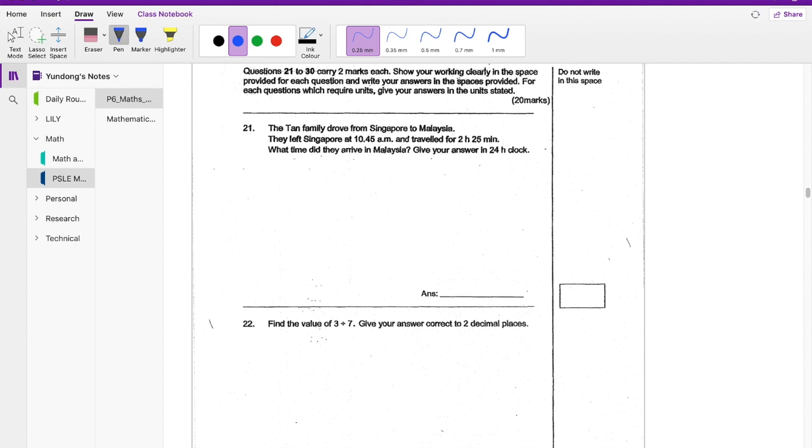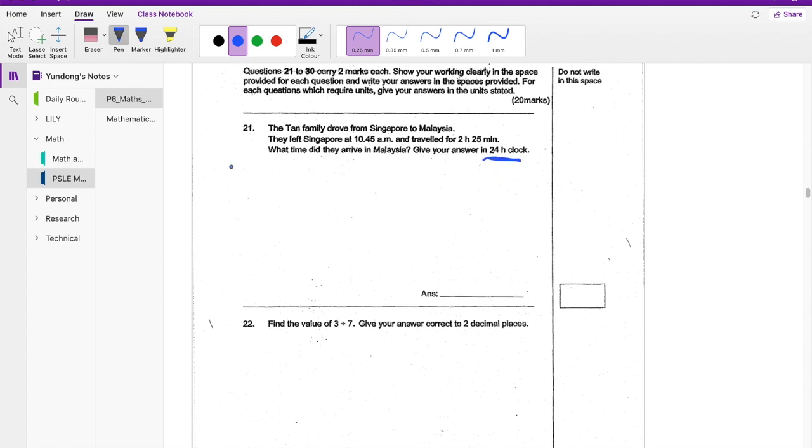21. The Tan family drove from Singapore to Malaysia. They left Singapore at 10:45 a.m. and traveled for 2 hours and 25 minutes. What time did they arrive in Malaysia? Give the answer in 24-hour clock.